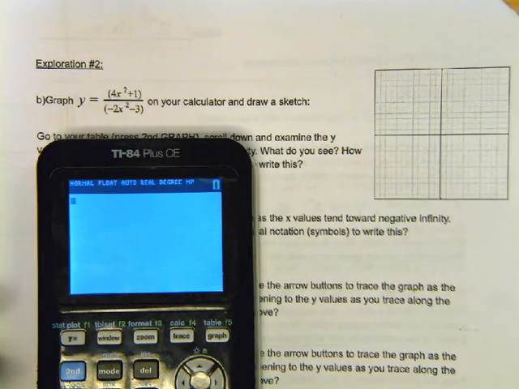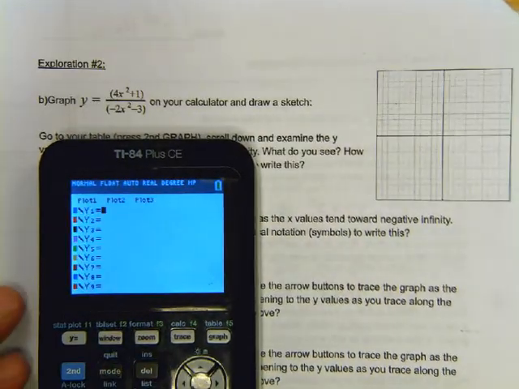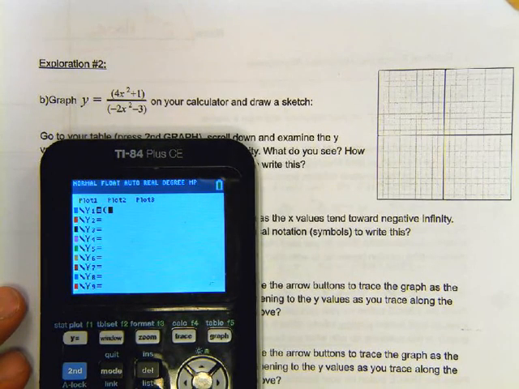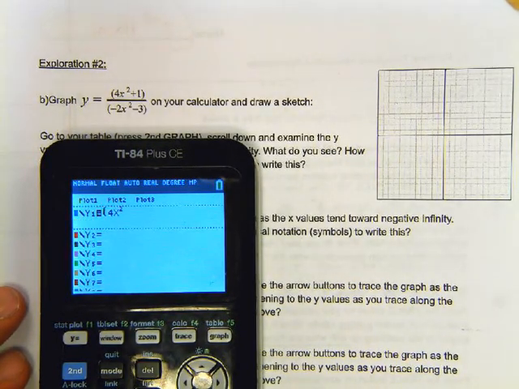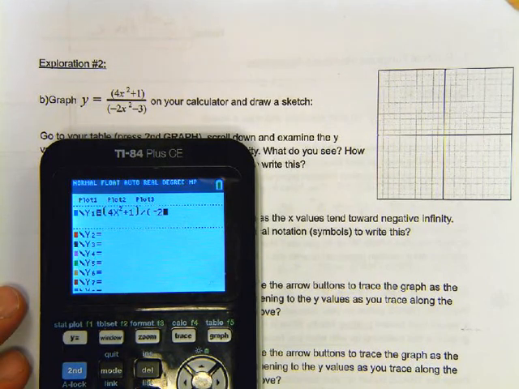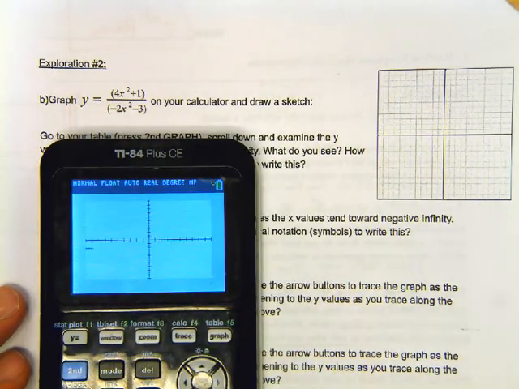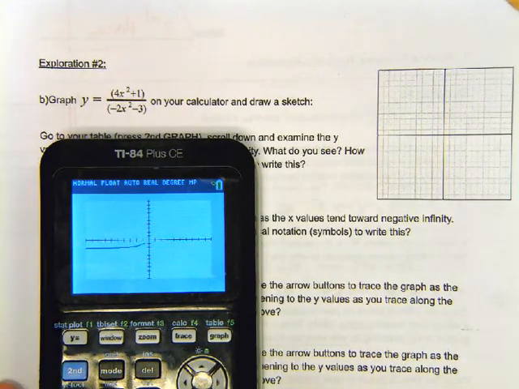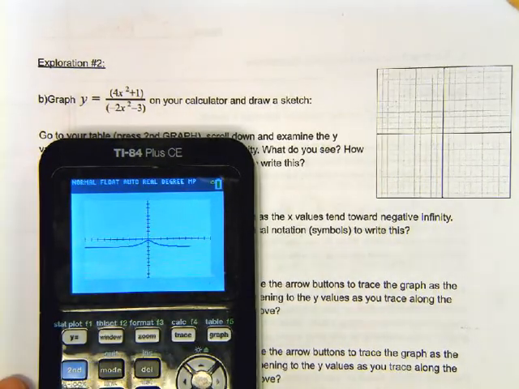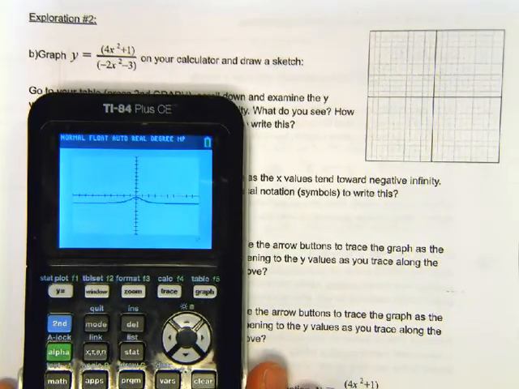All right, here we go. Let's graph y equals (4x squared plus 1) divided by (negative 2x squared minus 3). Zoom 6 to reset the window. And, well, that's interesting. It looks like a mustache.